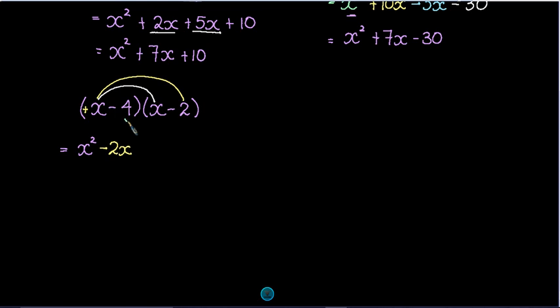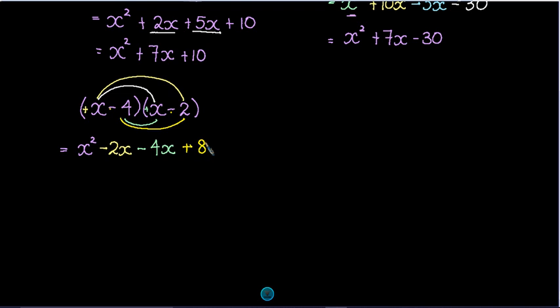Now underneath, again, look at the sign in front. It's minus 4 times positive x. So a negative times a positive is a negative. And 4 times x is 4x. And then last but not least, it's minus 4 times minus 2. Minus times a minus is a plus, and 4 times 2 is 8.